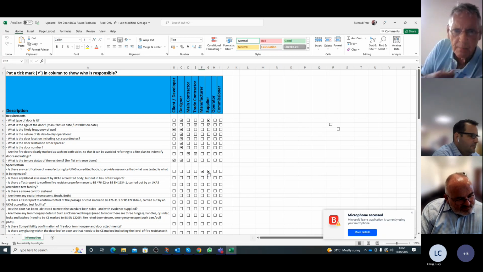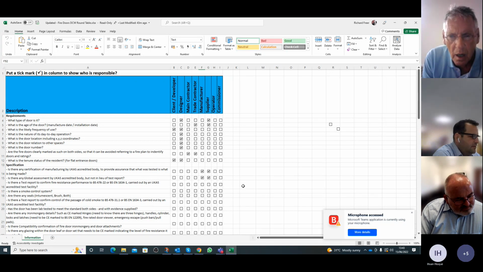Is there a global assessor, UKAS accredited body, but not in the test report? Who would be responsible for that? Whatever that even means. Same as the supplier. Okay. Is there a test report to confirm fire resistance performance? It's the supplier. Same. A lot of these are going to be the same for the up and coming ones.